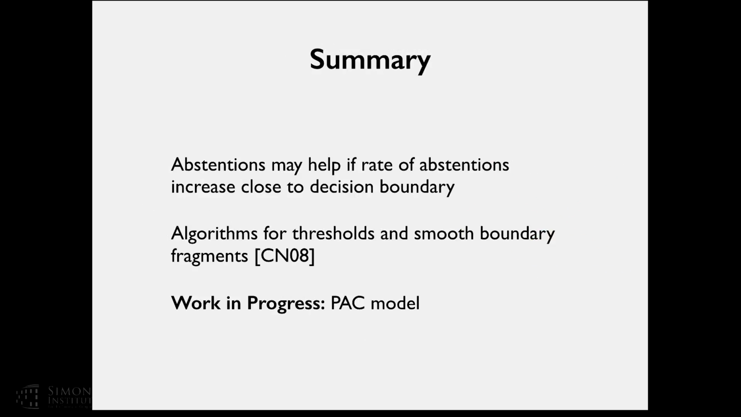Okay, so finally, here's a summary. What we learn is that abstentions might help if the rate of abstentions increases close to the decision boundary. We can do something when this case holds, and I told you about algorithms for thresholds, but this also extends to smooth boundary fragments, like the Castro and Novak results. We can get it to extend to smooth boundary fragments, and we've been looking at the PAC model, so this is work in progress.